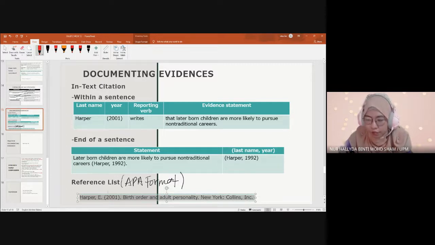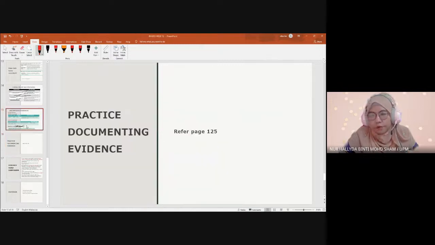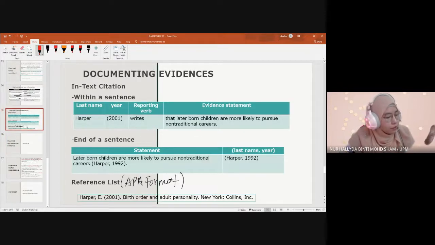There are marks for this. Marks is given based on the way you write your reference list. You cannot just copy and paste your link. If you get it from the internet, you cannot copy and paste the link and then that's it. No, you need to have a proper format, APA format we call. Kita panggil APA format. So more examples you can see on page 1 to 5 actually. More example given.